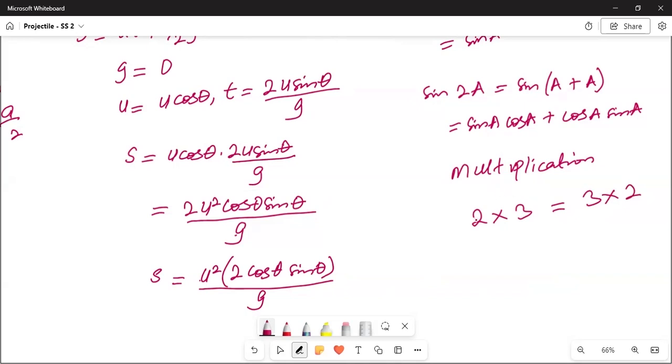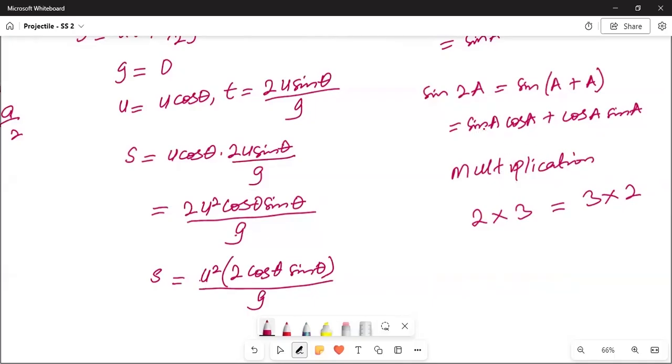The first one, 2 comes before 3, that is 2 is multiplying 3. The second one, 3 is multiplying 2. So I reverse the order of operation, but for both of them, the answer is 6. So such an operation is said to be commutative. So the operation of multiplication is commutative.